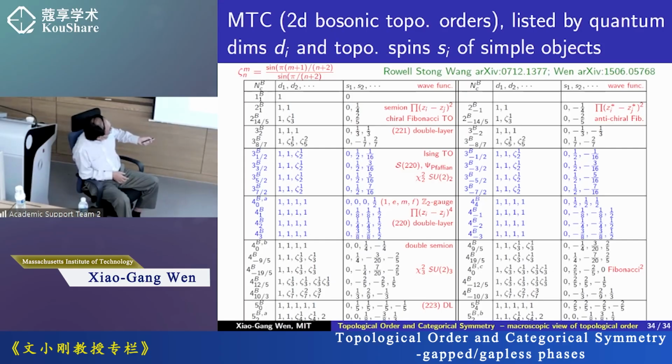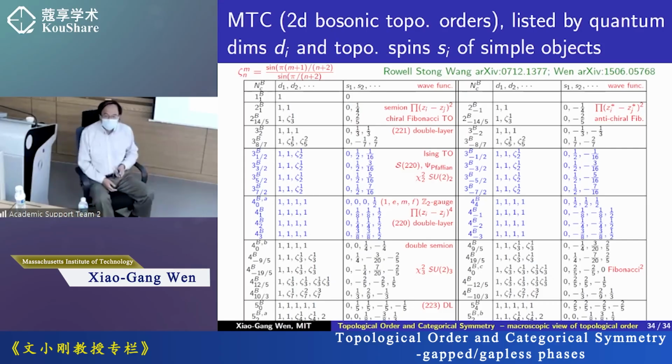The ones in red, we know some kind of wave function realization. So from here we get some kind of quantitative theory of topological order.